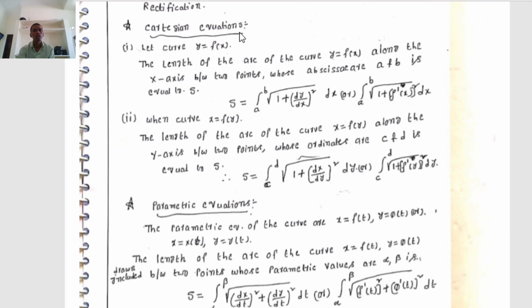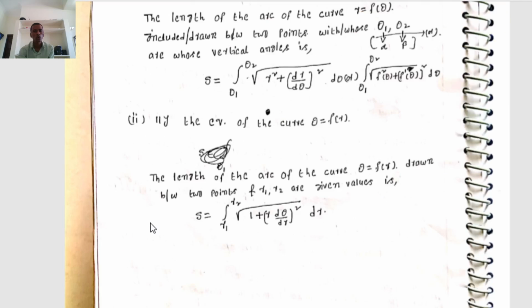First, the Cartesian equation of the curve is in the form y equals f of x or x equals f of y. The parametric equations of the curve are x equals f of t, y equals phi of t, or x equals f of theta, y equals phi of theta, or x equals x of t, y equals y of t, or x equals x of theta, y equals y of theta. Next, the polar form of the equation is r equals f of theta or theta equals f of r.